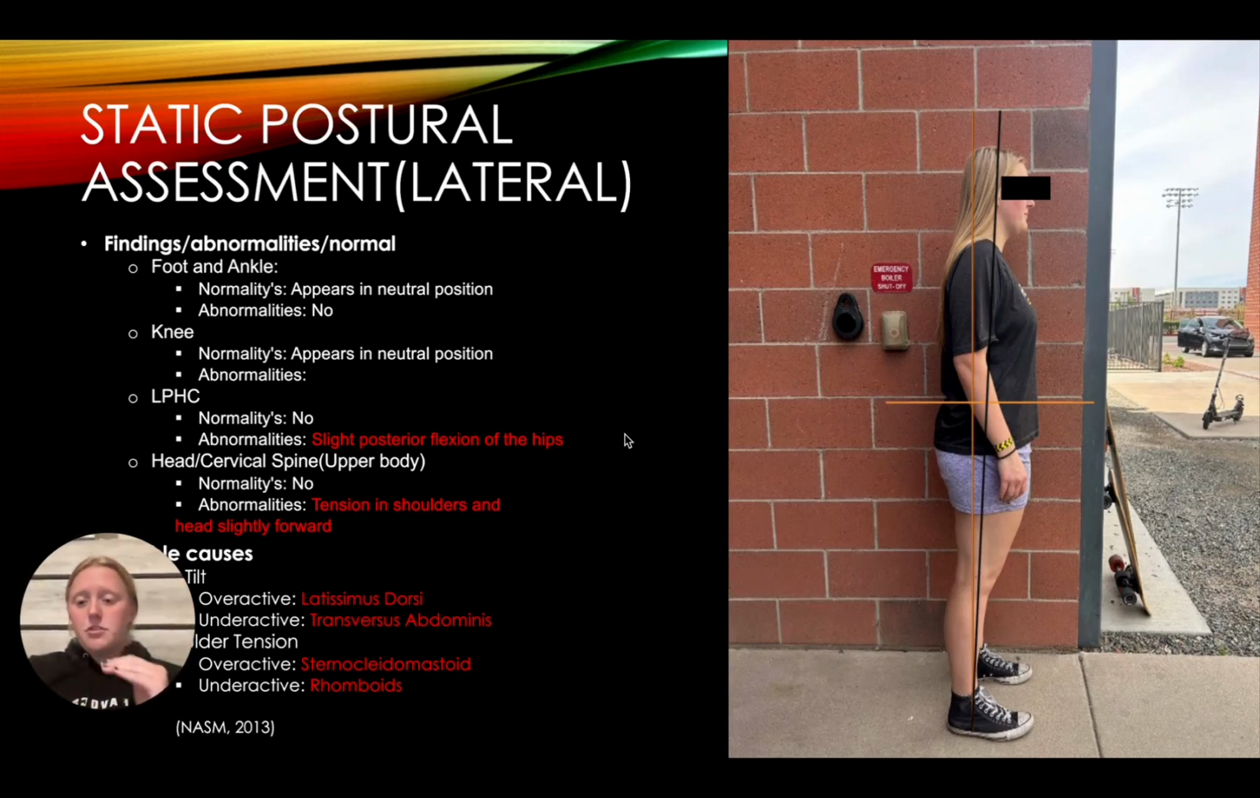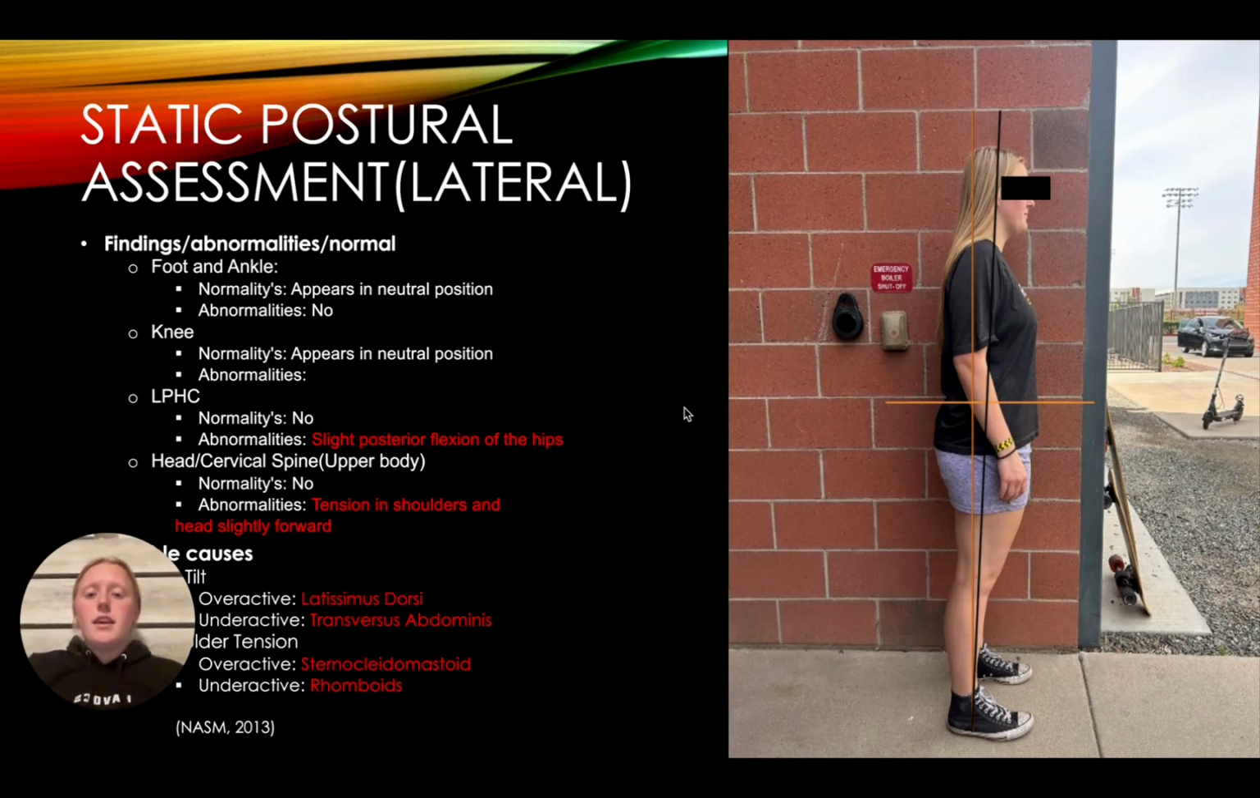When we did the client history, for injuries and pain, the client had put that they had ACL tear and ACL surgery on that left knee, but we did not take the picture from that side, so there could have been a dysfunction on the other side, but from this angle, there was not. The dysfunctions that we did find were in the LPHC and the head and cervical spine. There was a slight posterior flexion of the hip and tension in the shoulders and a slightly forward head.